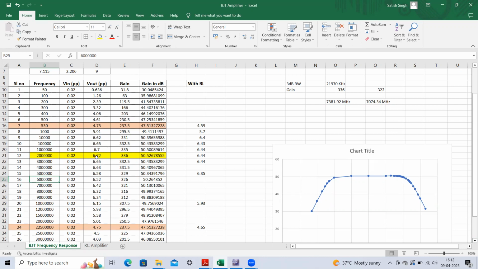Even if we reduce the frequency, this gain is decreasing. And this 4.75 is 0.707 times this 6.72. At this point, 4.75, we are getting it at the frequency of 22.5 megahertz, and on the lower side we are getting this value at 530 hertz. Let me verify this data, 22.5 megahertz.